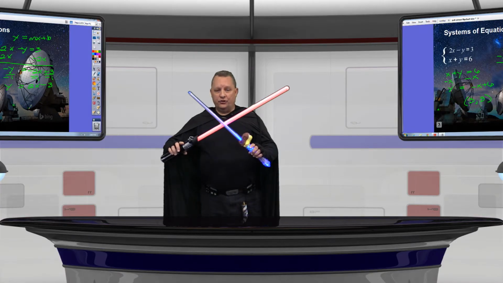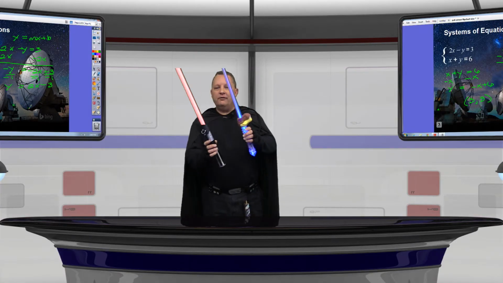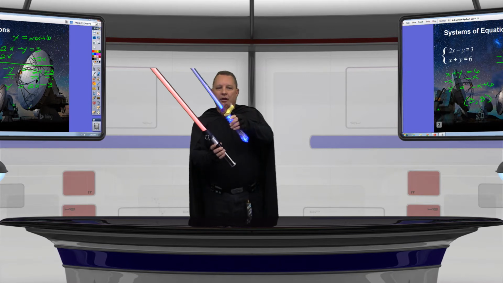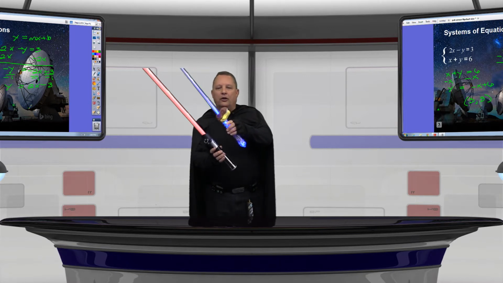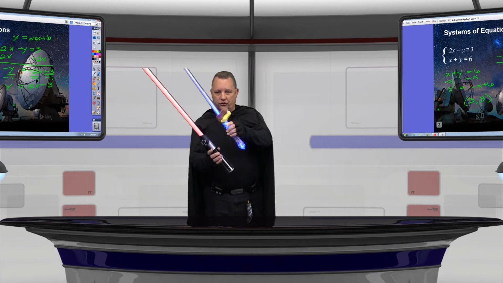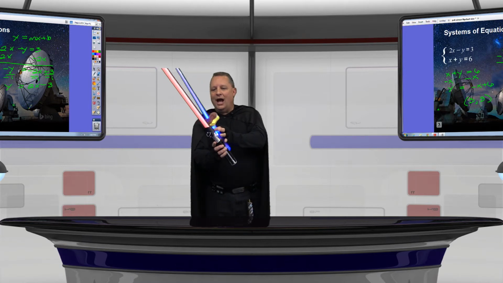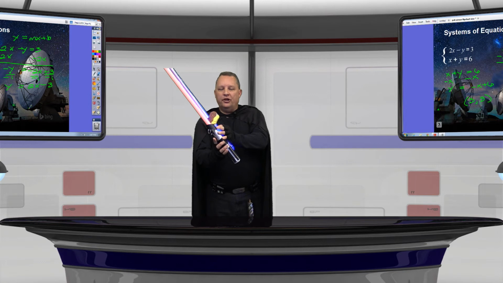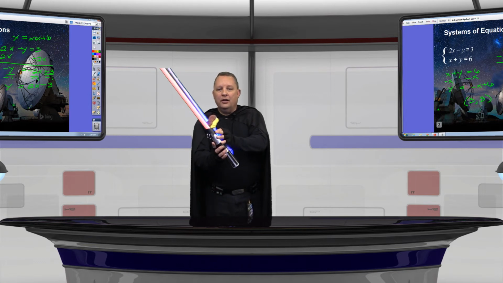We may have another system where they don't intersect and they form parallel lines. And if you notice the lightsabers, they're parallel to each other. That would represent a system with no solution. And then finally, if I take this lightsaber and put it behind or on top of the first lightsaber, that represents another type of solution that we could have where they're both the same line. That is called infinite solutions.